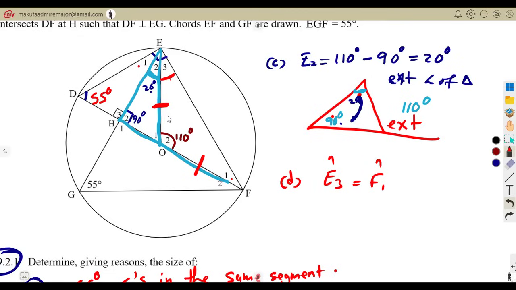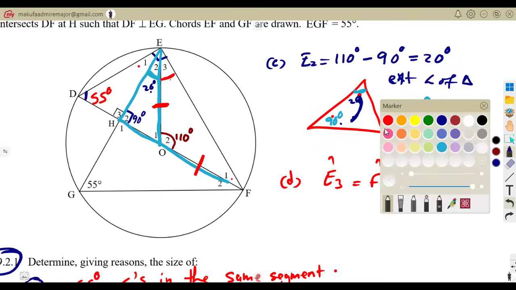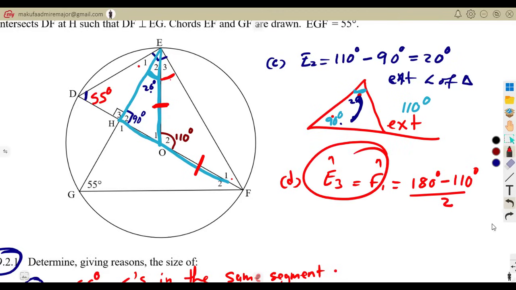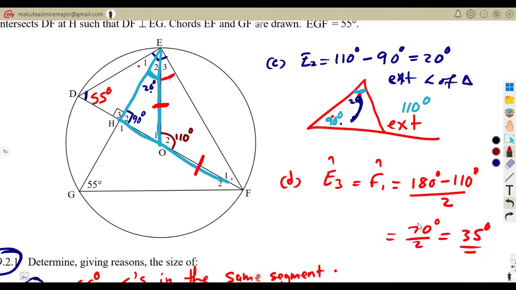Angles opposite equal sides. So if these two angles are actually equal, we can determine these angles because there is a 110 degrees angle that is inside of the triangle. So we just have to subtract 110 degrees from 180 degrees, then divide by 2 because we are saying these two angles are equal. Just like that. So it was going to give us 70 degrees over 2, which is 35 degrees. So meaning to say this angle is 35 degrees. The angle there is 35 degrees.